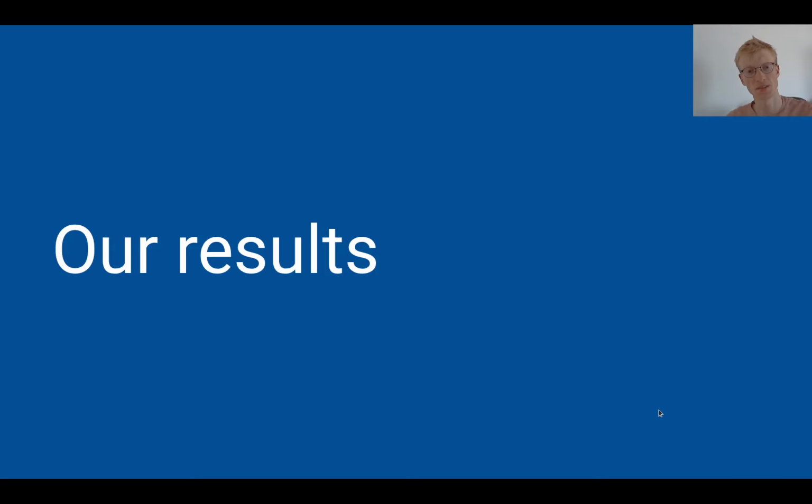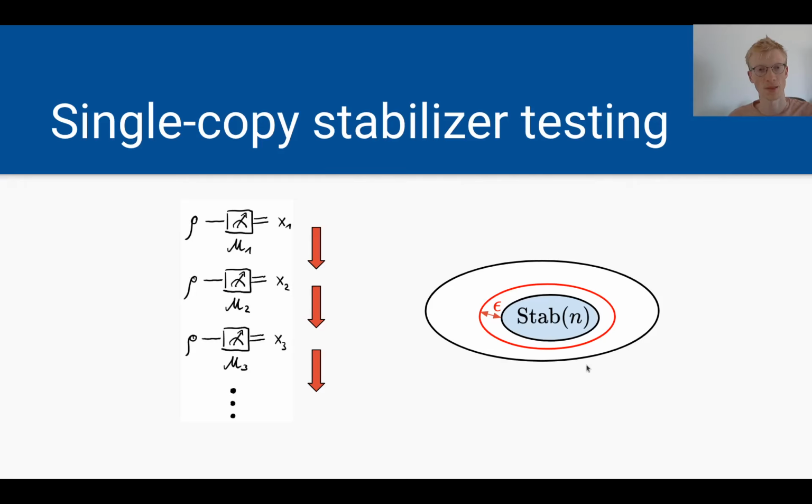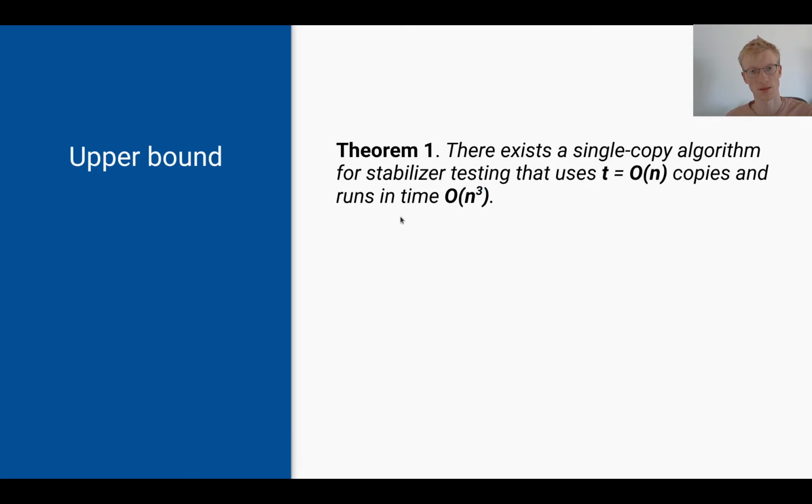Now, this brings me to our results. We studied the task of single copy stabilizer testing, so stabilizer testing under the restriction to single copy algorithms. We proved two complementary results. Our first result is an upper bound. In particular, we show that there exists a single copy algorithm for stabilizer testing that uses a linear amount of copies and runs in cubic time, so efficiently.